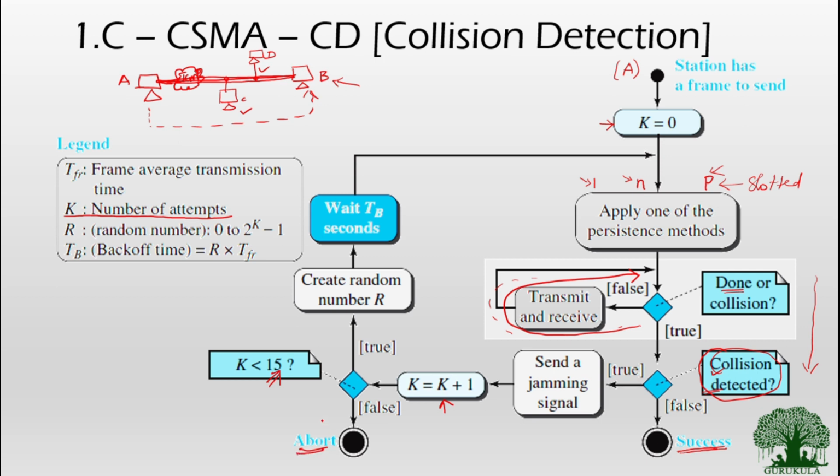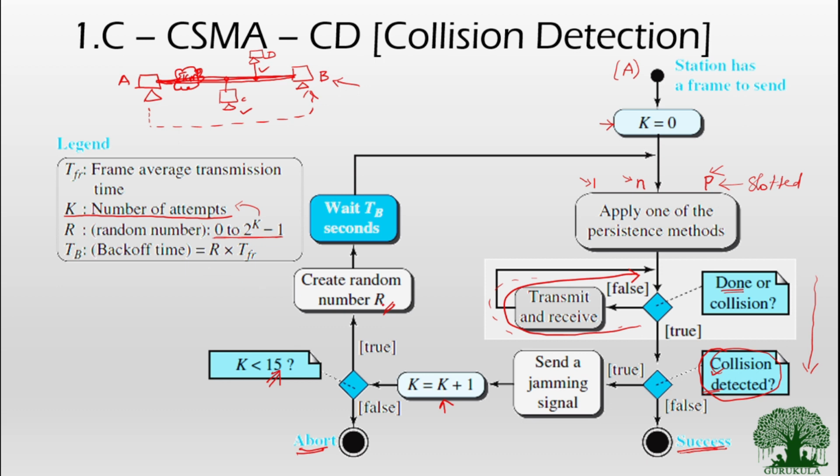In case we have not reached the maximum number of attempts, the algorithm will create a random number R. R can be any random number which lies in the range 0 to 2 to the power of K minus 1, where K is the number of attempts. When you substitute the values, any value can be generated, and that value is assigned to R.